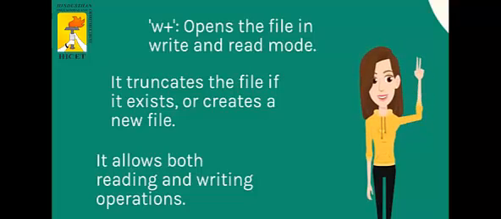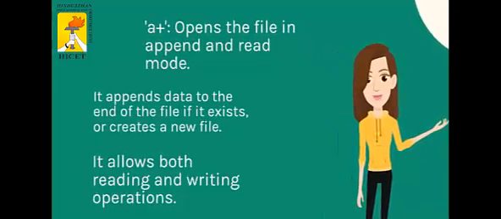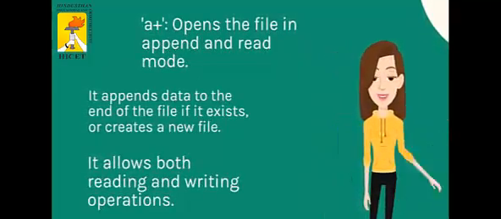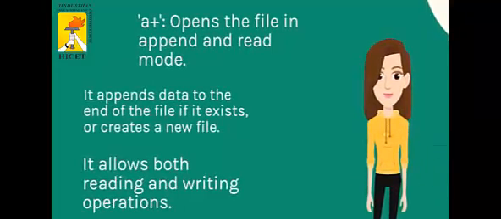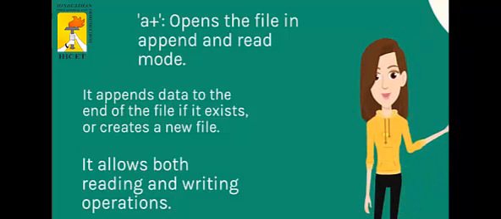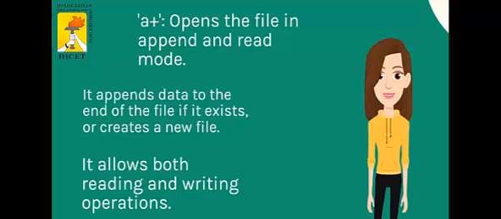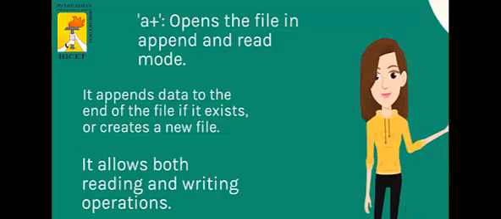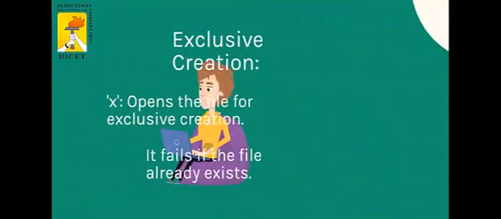While opening a file in write mode, we should be very careful. If there is a file already, it clears the data and opens a new file. Or if no file exists, it opens a new file. So W plus also allows both reading and writing operations. A plus is used to open the file in append and read mode. So we can append and then read the data. It appends the data to the end of the file. Already there is some content in it, and at the end the data is additionally added. If the file exists, it appends to it, or else it creates a new file. And A plus is also used for both reading and writing operations.